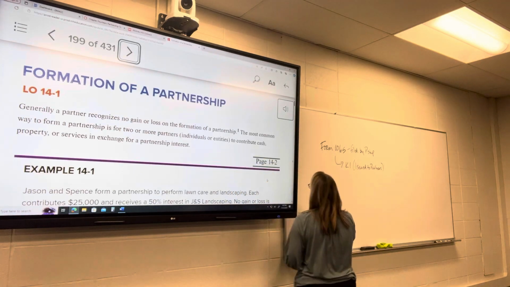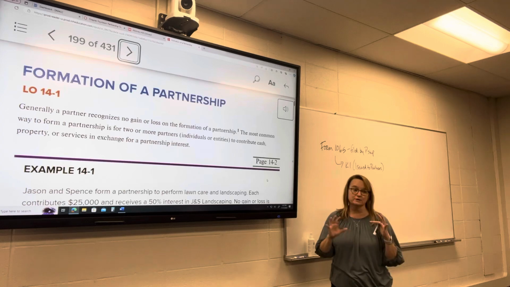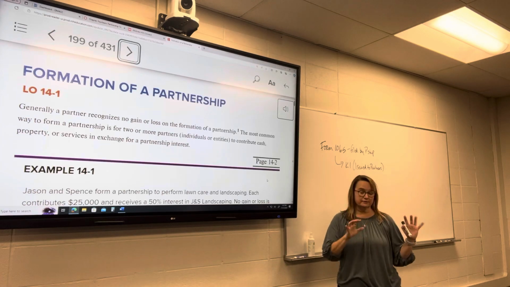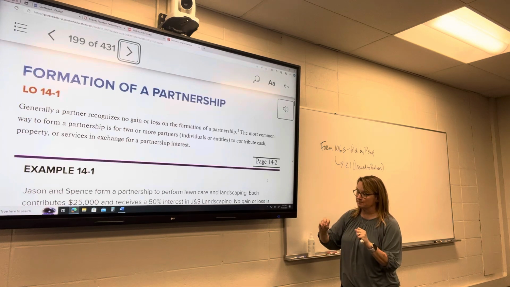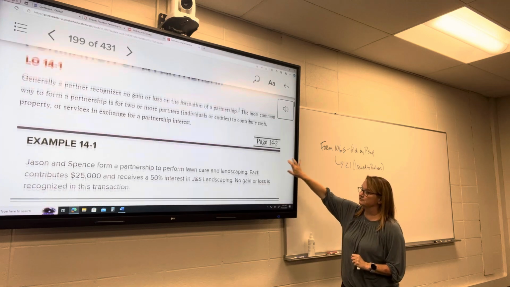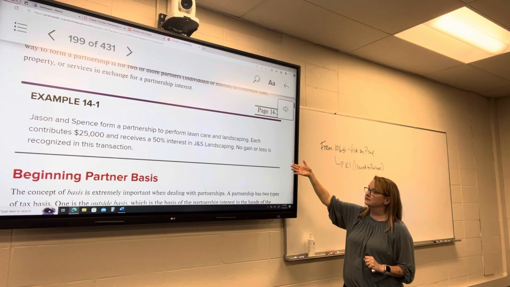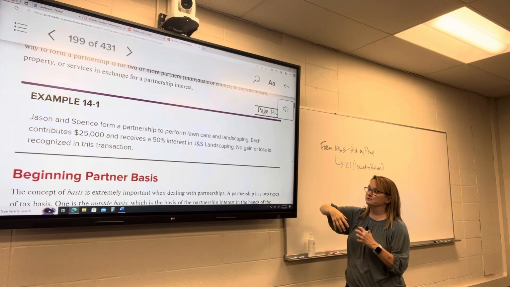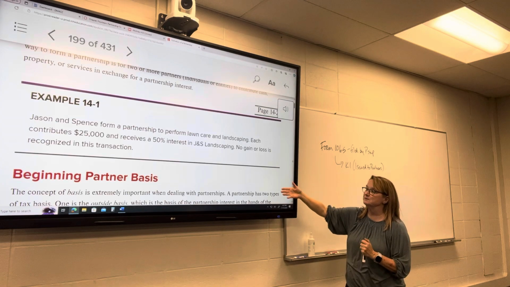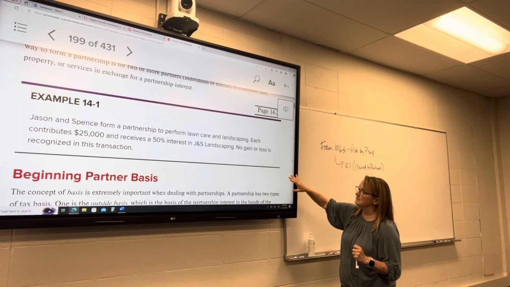Okay, we're gonna go through all three of those ways and how we calculate the basis of the partnership based on those three different methods. Again, here's another example. Lawn care, landscaping, two partners, each contribute $25,000. So now the partnership has $50,000. They each have a 50% interest in this landscaping business.